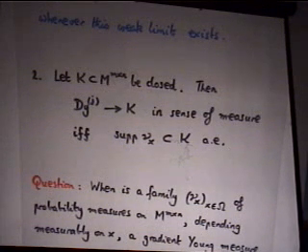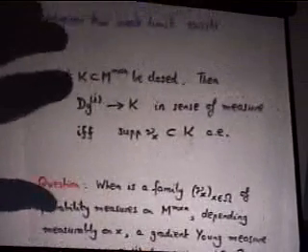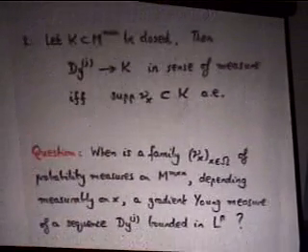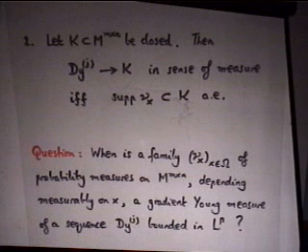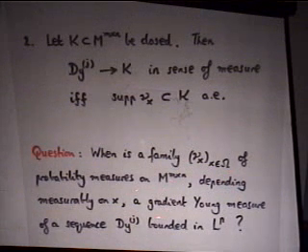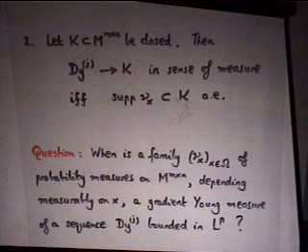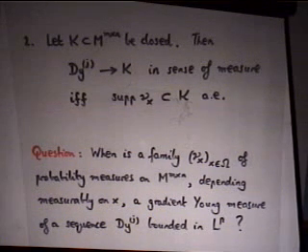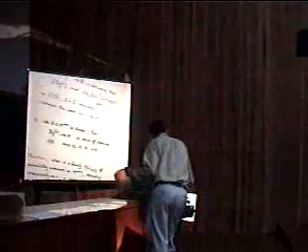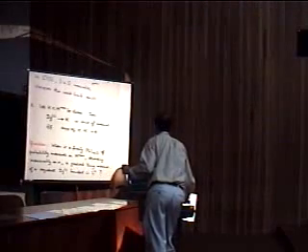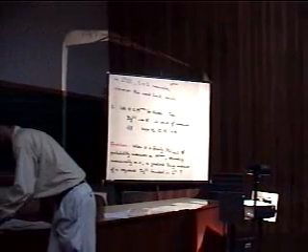Now, what is the question about compatibility phrased in terms of Young measures? It is this. When is a family of probability measures on matrices, depending measurably on x, the gradient Young measure of a sequence dy_j? That's the obvious analog to the question about compatibility of gradients. And it has a remarkable answer, which was found by Kinderlehrer and Pedregal.